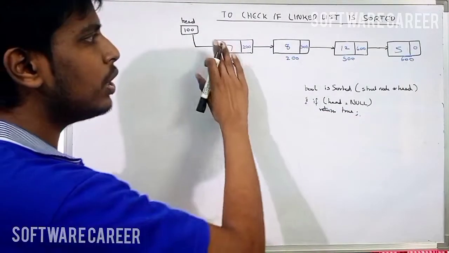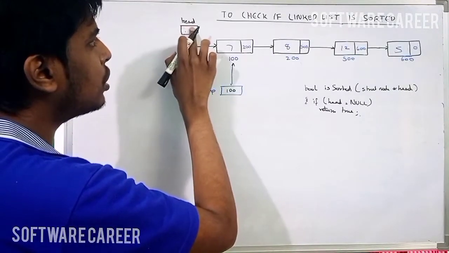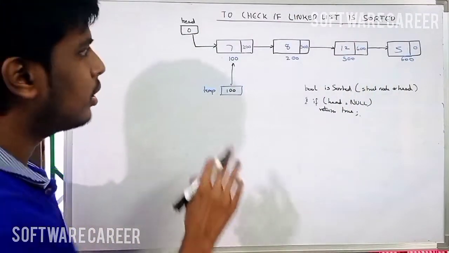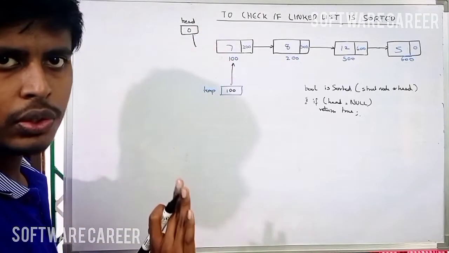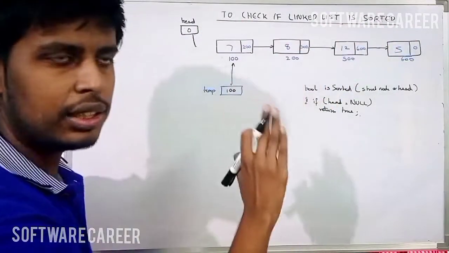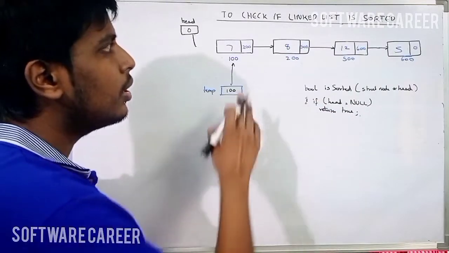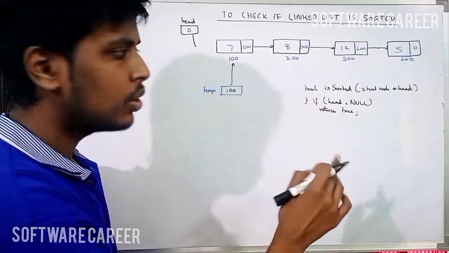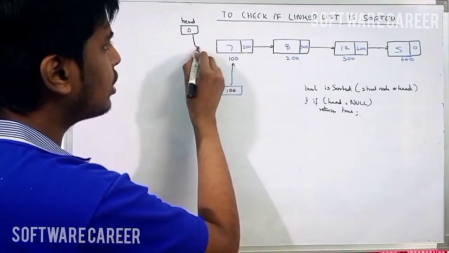Suppose no elements are present in the linked list. That means head will point to 0. If these elements are not present in the linked list, then head will not point to any element. So head will point to 0 because no element will be there in the linked list. So I am checking: if head is 0, then you can say the linked list is sorted because no element is there. So I am writing if head is 0 then return true. That is the first condition.